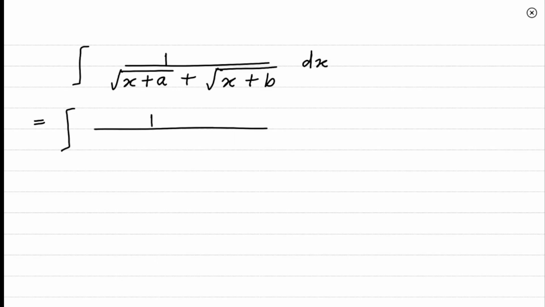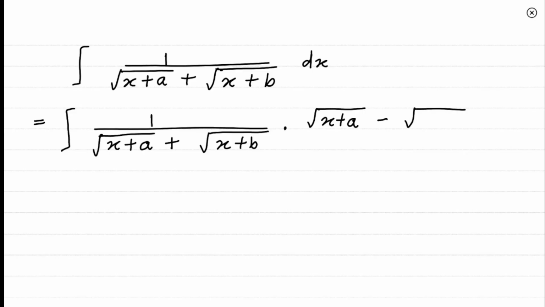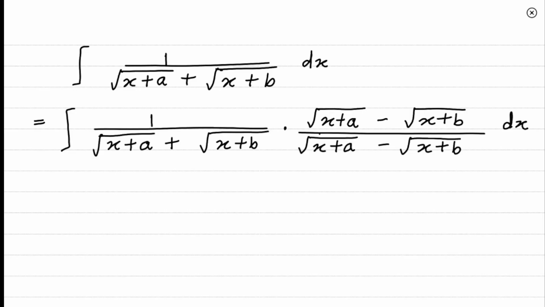So we write the function which is already there, 1 over square root of x plus a plus square root of x plus b, and multiply and divide by the conjugate. Change that sign in the middle and multiply and divide. So square root of x plus a minus square root of x plus b divided by square root of x plus a minus square root of x plus b, and obviously we are integrating with respect to x.